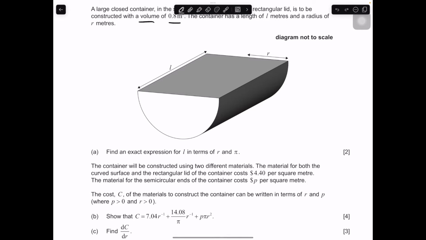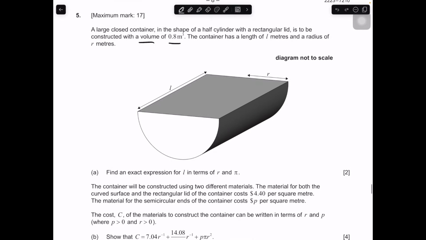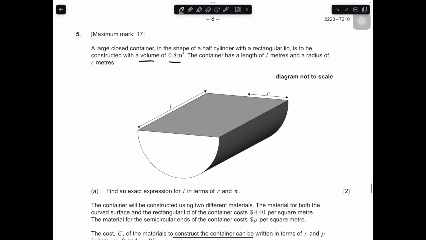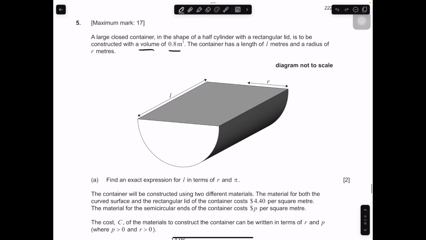So let's see how these things are related. What do we know? The only value that they really give us is the volume, and it's equal to 0.8 meters cubed. And this pi should indicate that we're going to be dealing with something with circles. So if we want to write in terms of r and pi, how could we write this out? We have a cylinder, but really only a half cylinder.